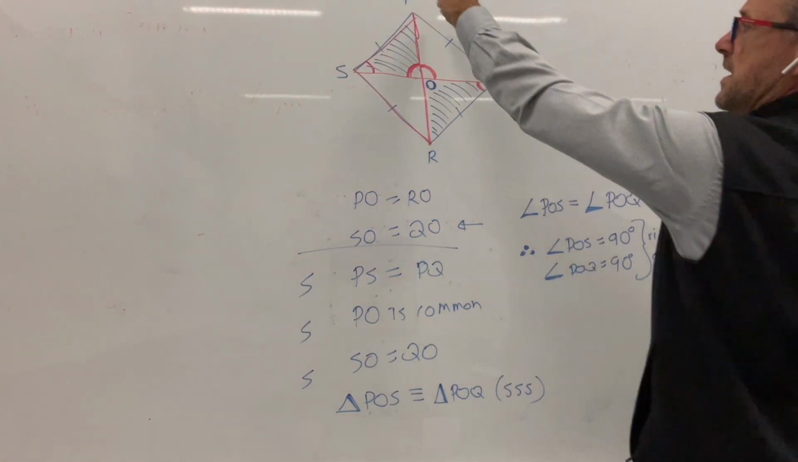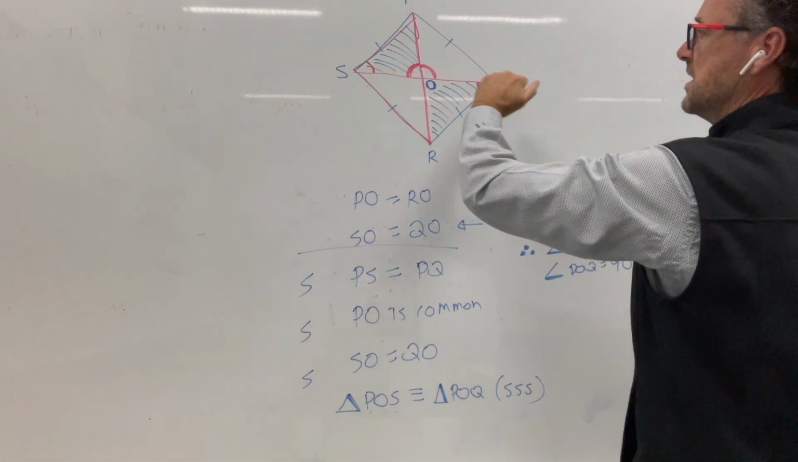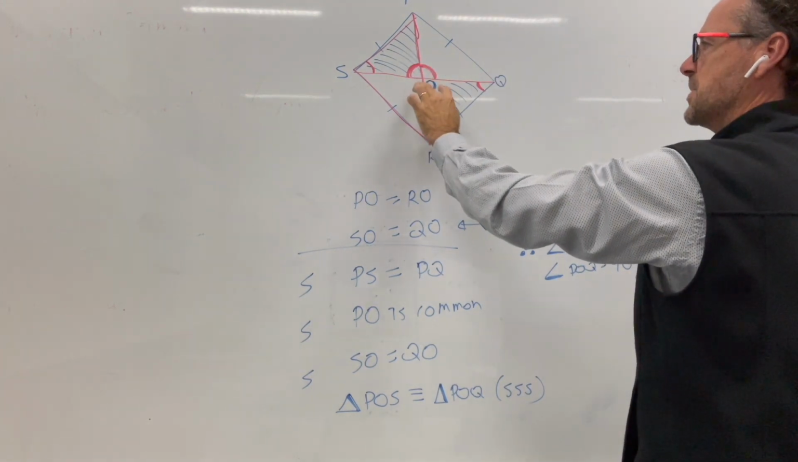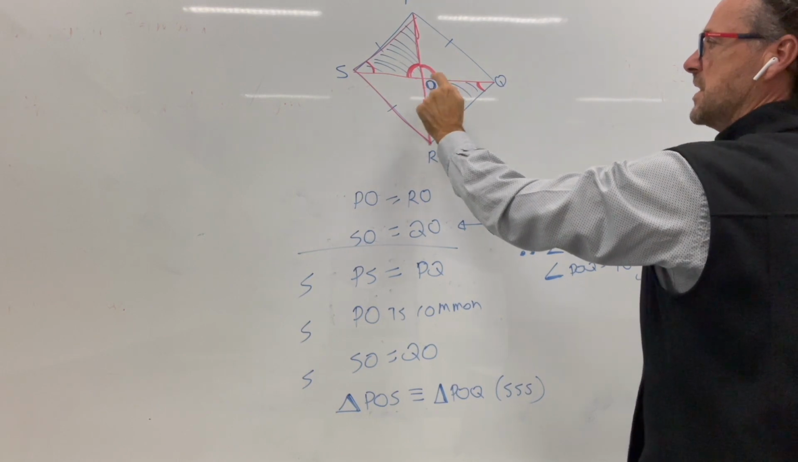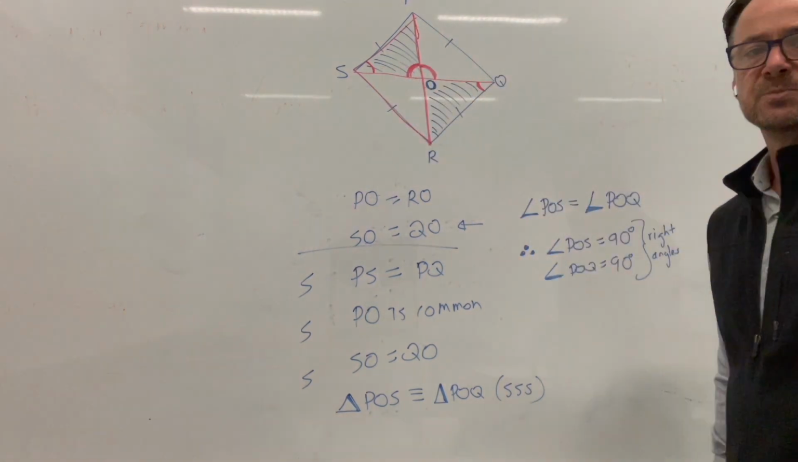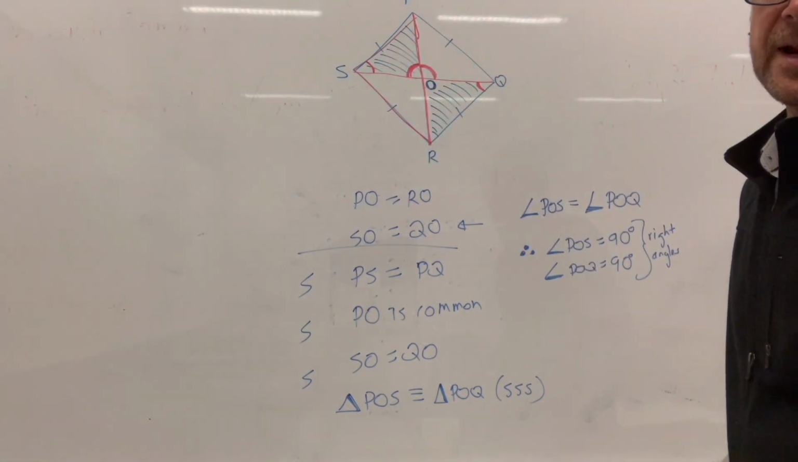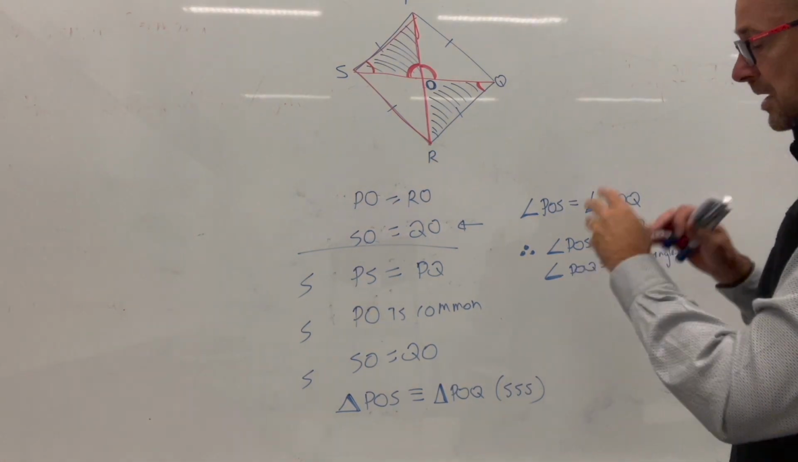So now we can see that cuts through at 90 degrees, and so if that one cuts through at 90 degrees, the opposite side must cut through at 90 degrees. So that means that's 90, that's 90, that's 90, that's 90. So that means that both diagonals bisect at 90 degrees or at right angles. Okay, so that's proven by that.